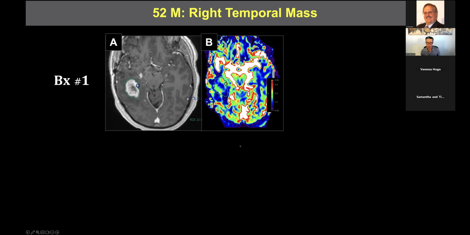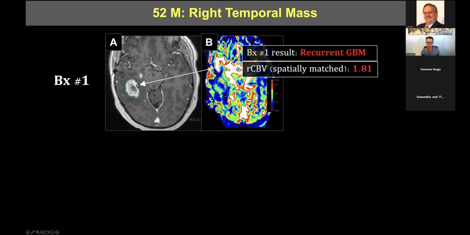So let's go back to our 52-year-old male patient with the right temporal mass. This is, again, that case of a recurrent lesion that showed two different areas, one with tumor and one with post-treatment effect. As it turns out, we actually recorded the stereotactic location of where biopsy 1 and biopsy 2 came from. Biopsy 1, we see here, came from this area along the inferomedial aspect of the lesion. And when we look at the biopsy results, that was the biopsy that showed the recurrent tumor.